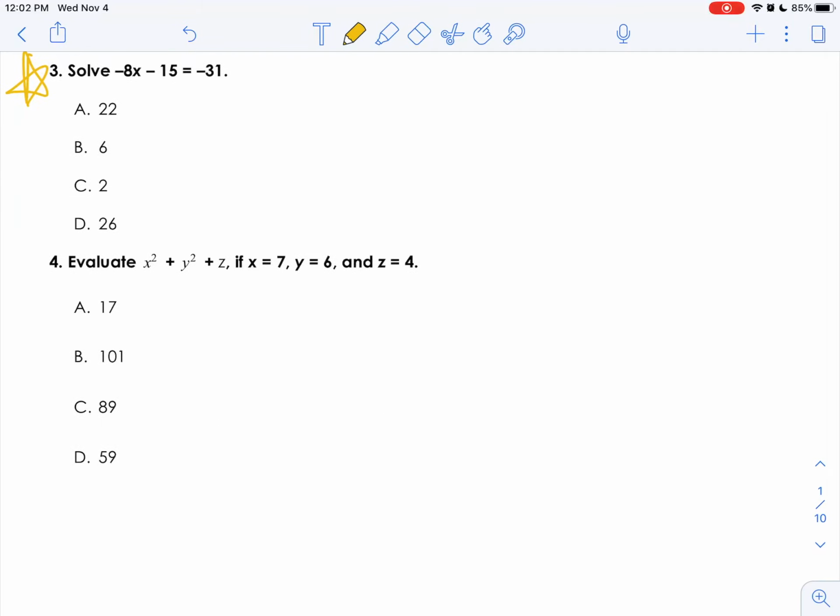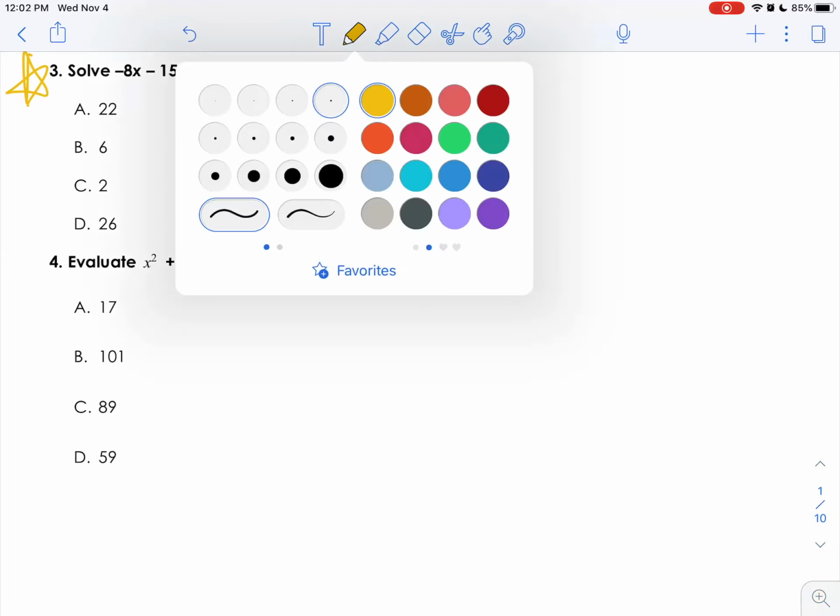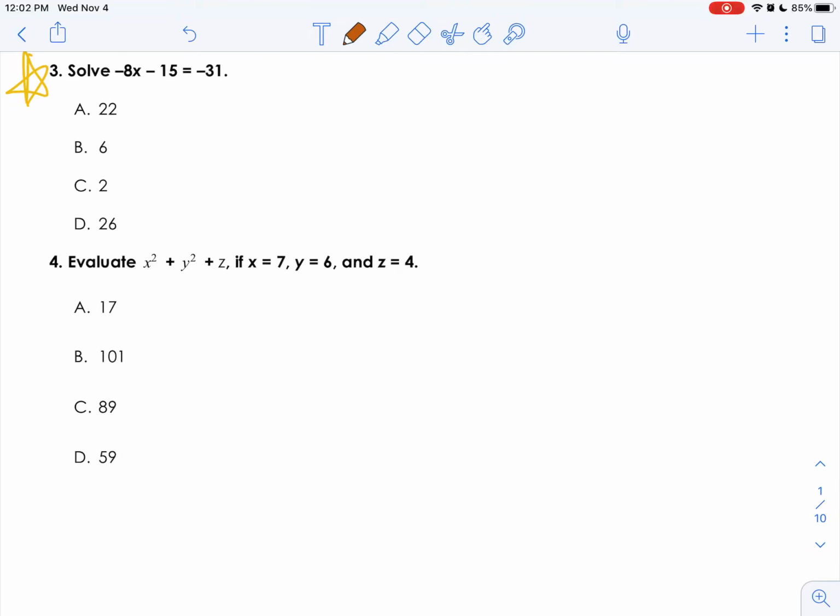Number 4. This is another order of operations question, but instead of just straight solving, we have to use substitution first. So what this is saying, anytime I see an X, I'm going to put a 7. Anytime I see a Y, I'm going to put a 6. And anytime I see a Z, I'm going to put a 4. So I need to plug all these in. I'm going to plug in 7 for X, so I'll have 7 squared, plus, I'm plugging in 6 for Y, so I have 6 squared, plus, and Z is 4.